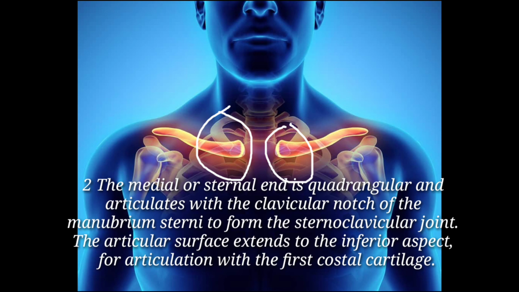It is quadrangular and articulates with the clavicular notch of the manubrium sterni to form the sternoclavicular joint. The articular surface extends to the inferior aspect for articulation with the first costal cartilage.